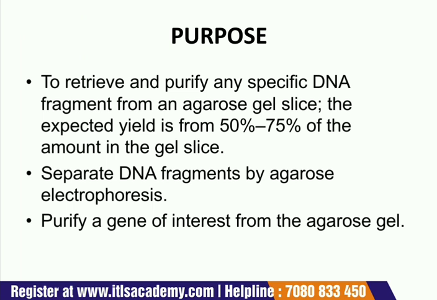Purpose: the process of electroelution allows one to purify very clean DNA to be used in a large number of applications like sequencing, radiolabeling, enzymatic restriction, enzymatic modification, cloning, etc. This is the method used to extract DNA by electrophoresis, causing DNA to migrate and be purified. To retrieve and purify any specific DNA fragment from an agarose gel slice, the expected yield is from 50 to 75% of the amount in the gel slice.